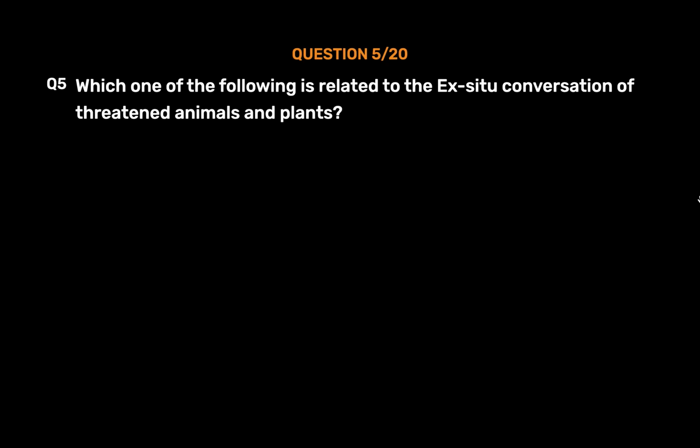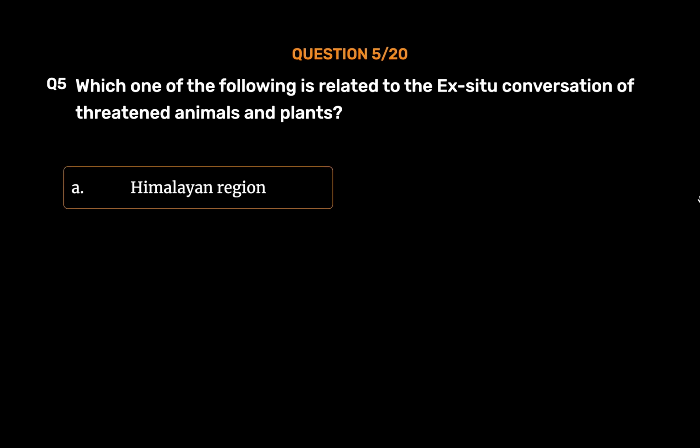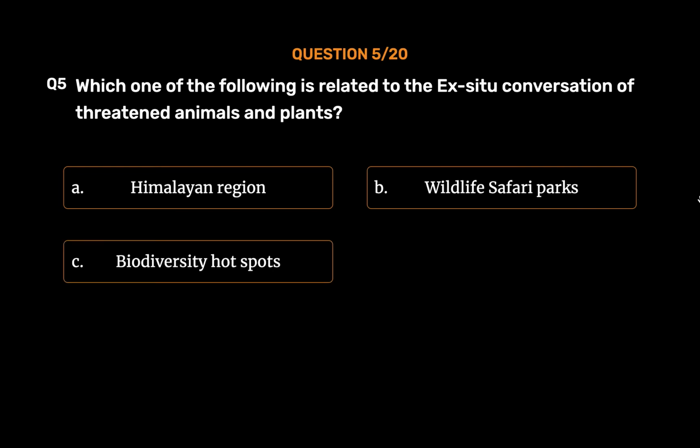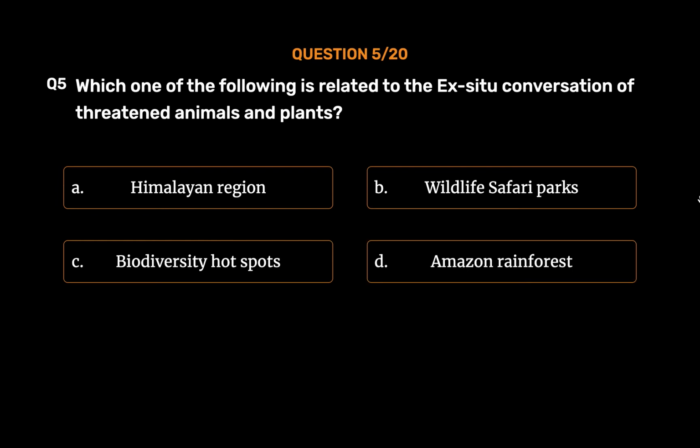Question number 5. Which one of the following is related to the ex-situ conservation of threatened animals and plants? Option A. Himalayan region. Option B. Wildlife safari parks. Option C. Biodiversity hotspots. Option D. Amazon rainforest. The correct answer is Option B.